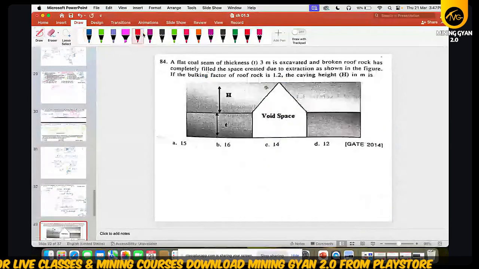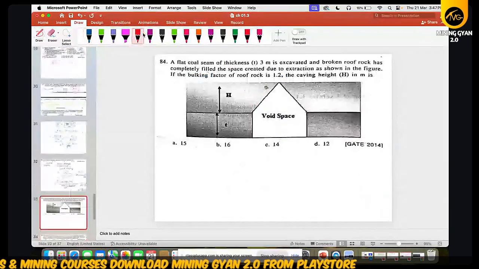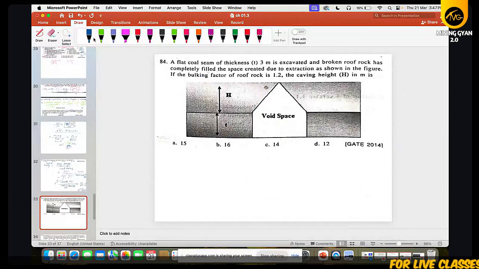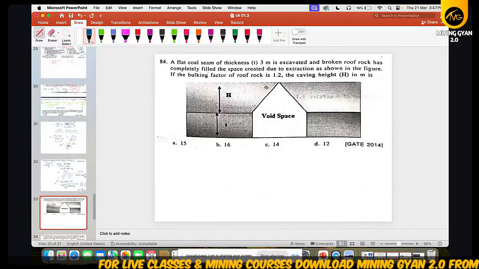Come to the next question. Only 2-3 questions remaining, so try to solve them fast, because you have another class at 4 p.m. If we finish today itself, then tomorrow onward we can start the next theory section.